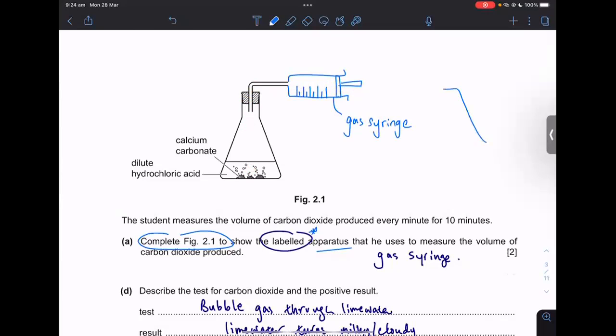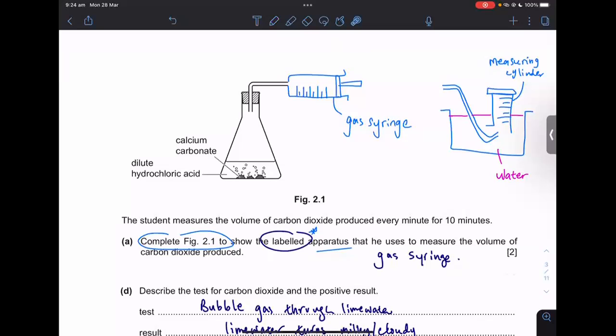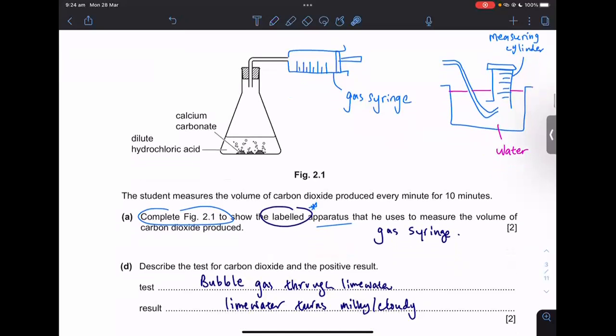The other alternative is to collect over water. So you will have a measuring cylinder. This is another alternative, using a measuring cylinder. They have lines like that. And of course, you collect this over water. These are all from the rate of reaction topic. I can show you where it is, but you know better where your stuff is and whether you actually did the lesson and revised the stuff or not.